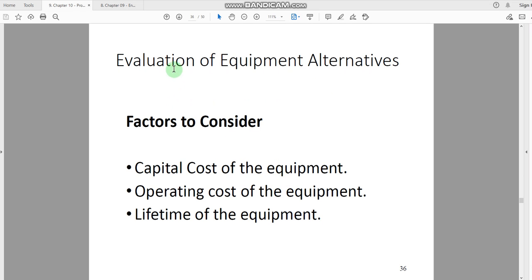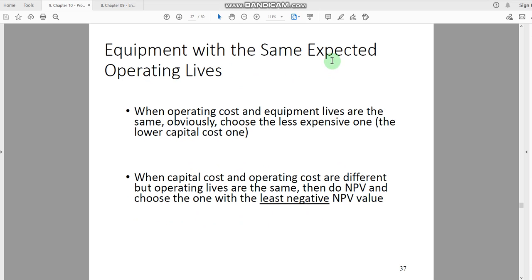And now let us see the evaluation of the equipment alternatives. If we have different equipments, we have to consider which equipment we need to have for our project. There are three main factors that we can use to analyze the equipment alternatives. First of all, we are interested in the capital cost of the equipment. The second is the operating cost of the equipment, and the third is the lifetime of the equipment. These are the three factors that we need to consider when we compare different equipments as alternatives.